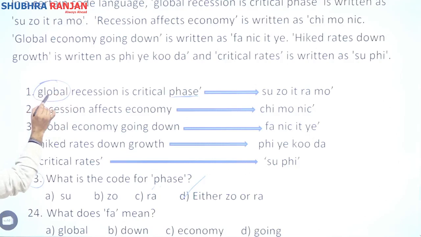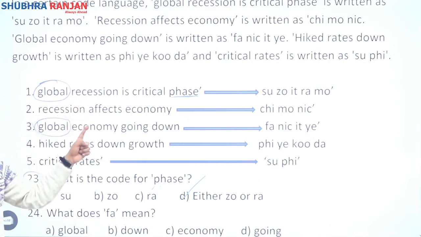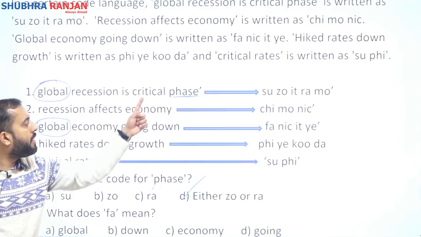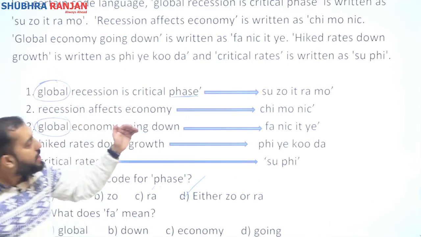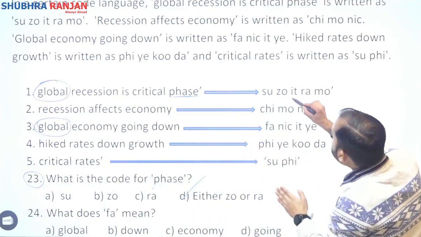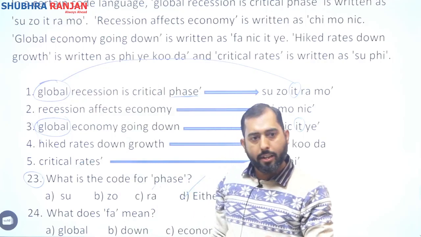Global is present in the first statement and in the third statement. Is there anything else which is common in first and three? Recession? No. Is? No. Critical? No. So in first and three, global is present. And on the other side, it is present. That means the code for global is it.